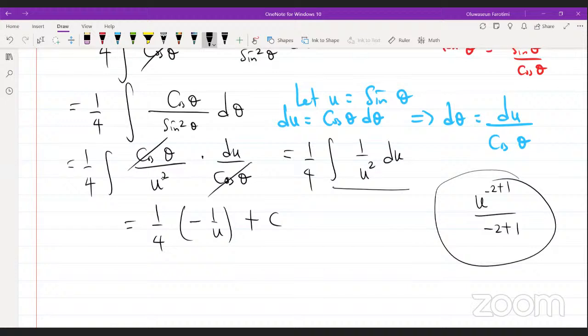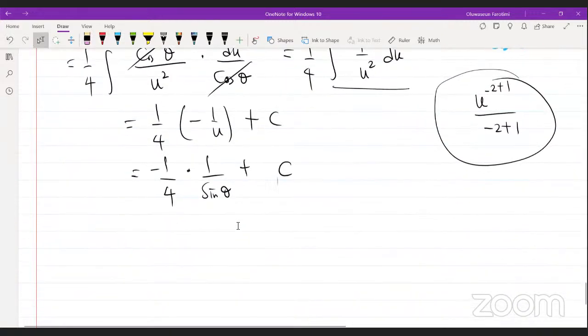But can I stop here, guys? Not quite. I have to go back to my variable x, okay? So what can I do now? I can definitely pull up my triangle. But before I do that, guys, I can pull out the negative here. Okay, what is u? U is sine of theta, right? Just sine.